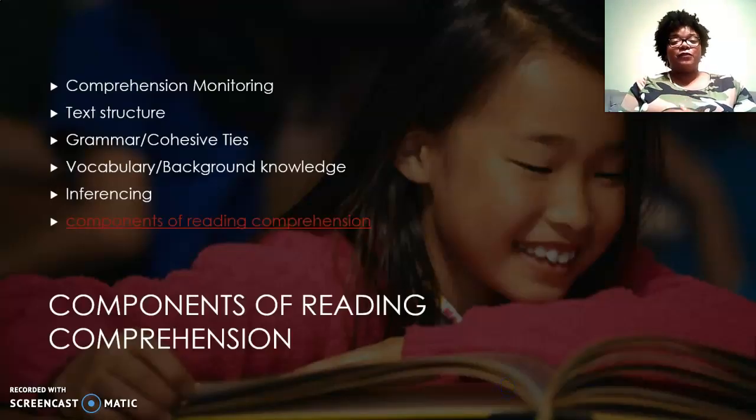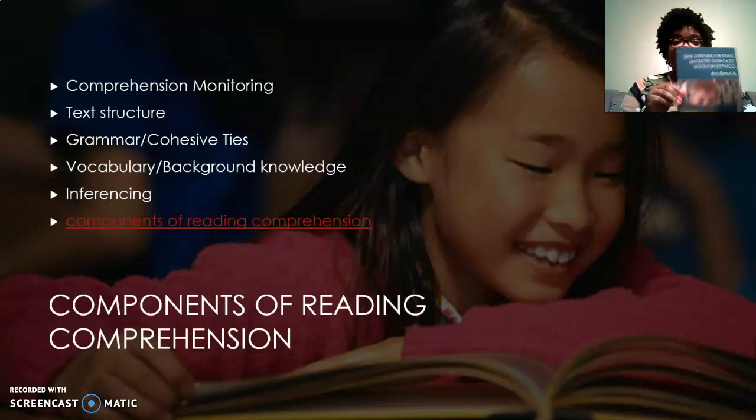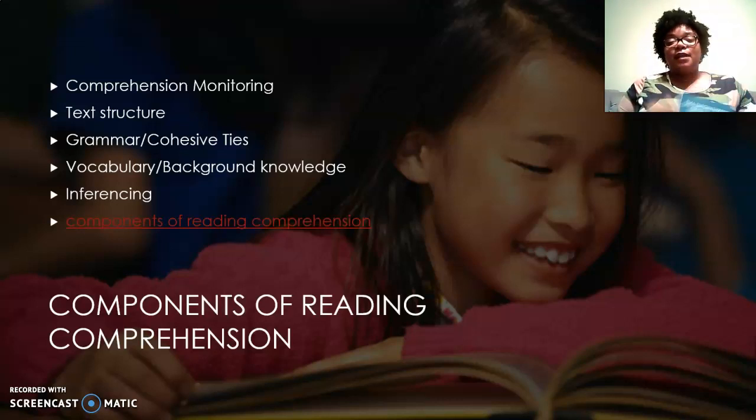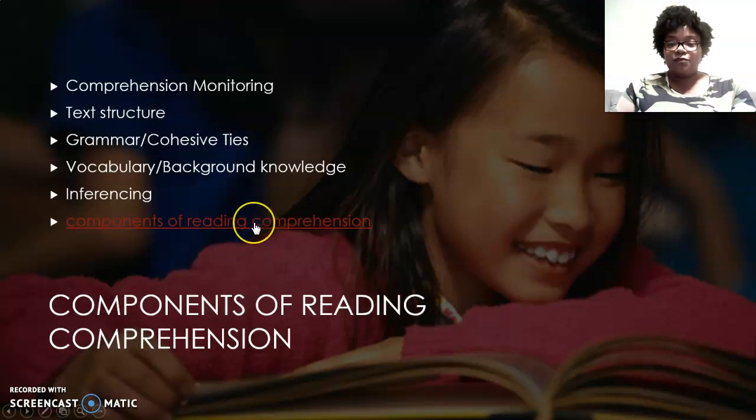I just want to take a few minutes to discuss the components of reading comprehension that our book, Understanding and Teaching Reading Comprehension, discusses: comprehension monitoring, text structure, grammar and cohesive ties, vocabulary and background knowledge, and inferencing. All these were mentioned in our text, and I'm just going to click over to my graphic organizer.